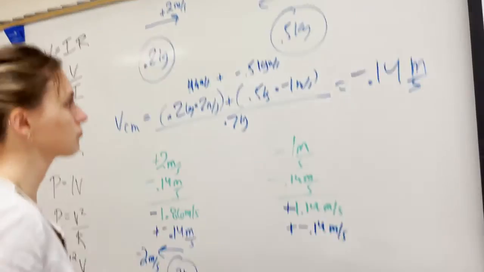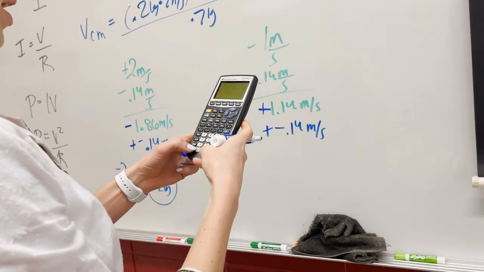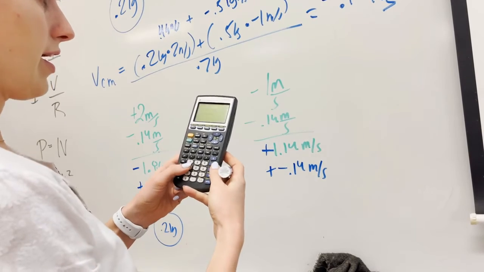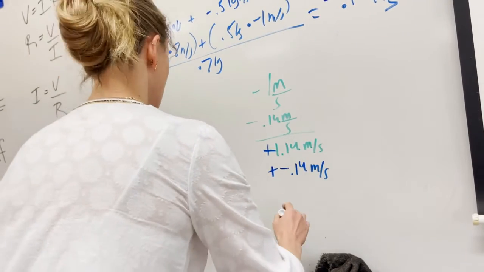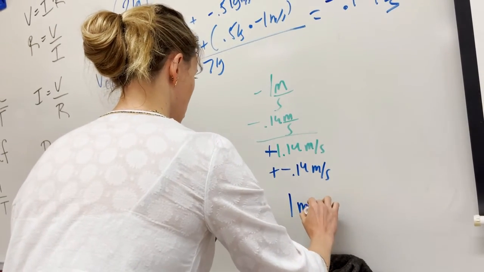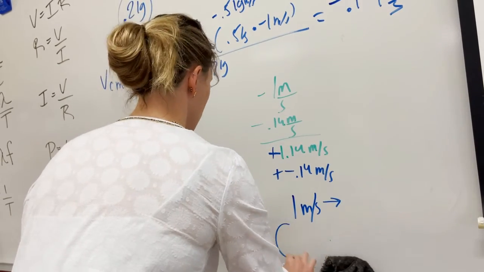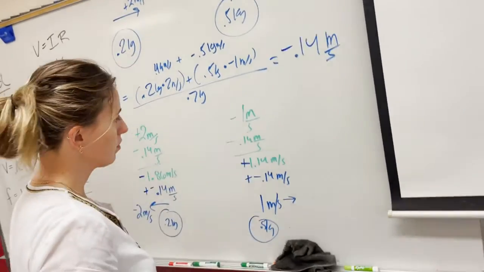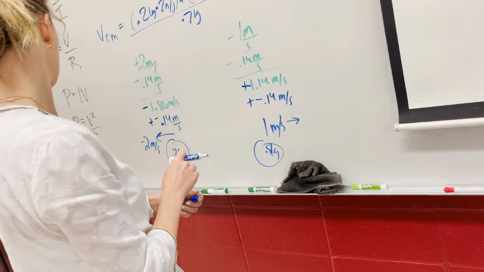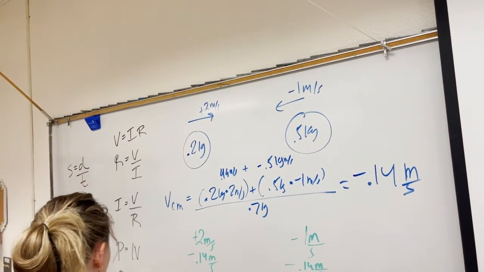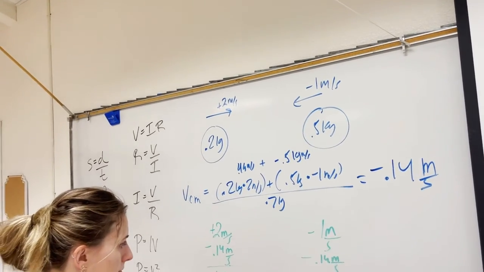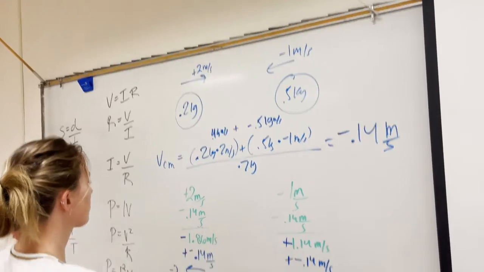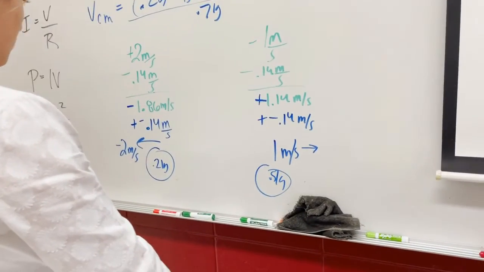Now what's the half a kilogram going to be doing? Okay, so we've got 1.14 plus a negative 0.14, and I get 1. It's going to be going 1 meter per second in the positive direction, 0.5 kilograms. So we have just solved for 2 variables. The 0.2 kilogram ball is going to be going back in the other direction at negative 2 meters per second, and the half a kilogram is going in its opposite direction at 1 meter per second.